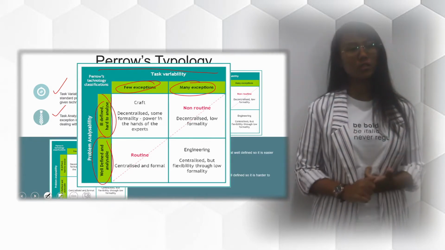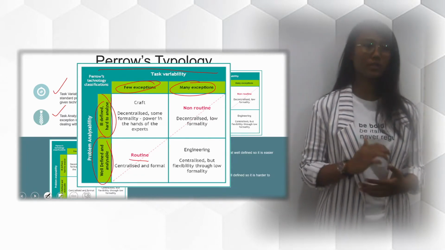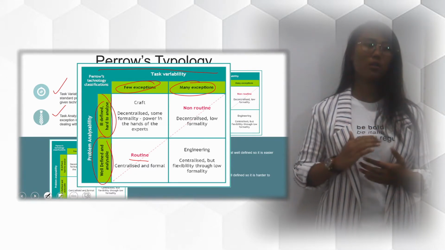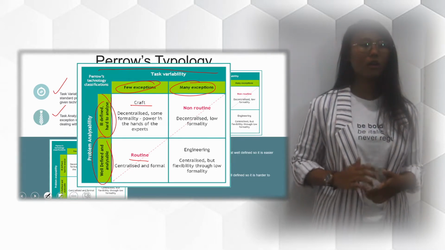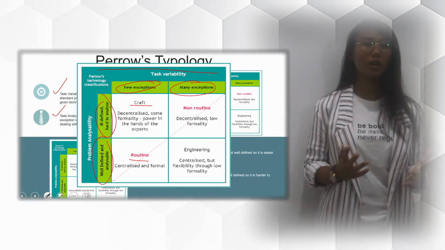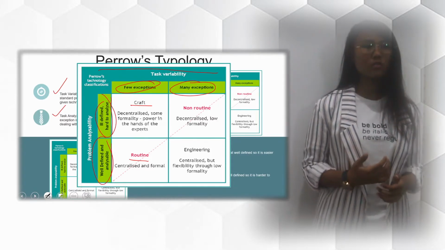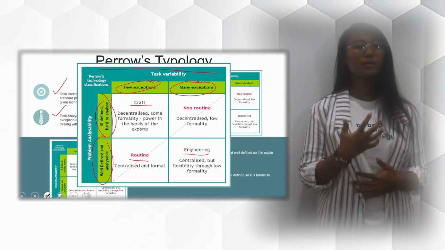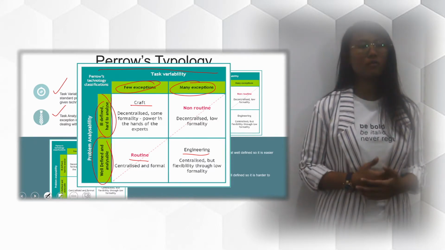The first one is routine. Routine is characterized by the lack of exceptions and its depth of comprehension. Traditional manufacturing technologies such as the assembly line belong to this category. Craft is characterized by its lack of exceptions and unpredictable outcomes that are difficult to analyze. Construction work that demands the drafting of new designs to resolve building problems is an example of applied craft technology.